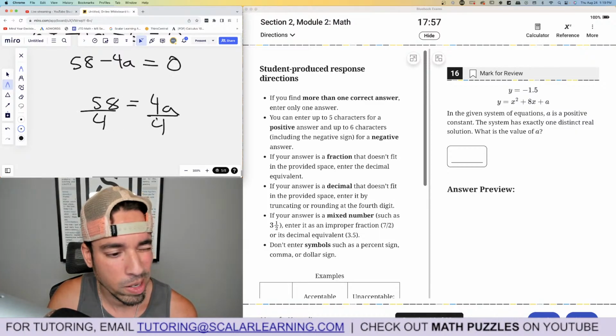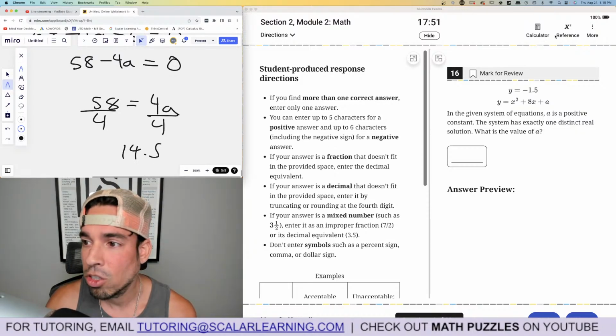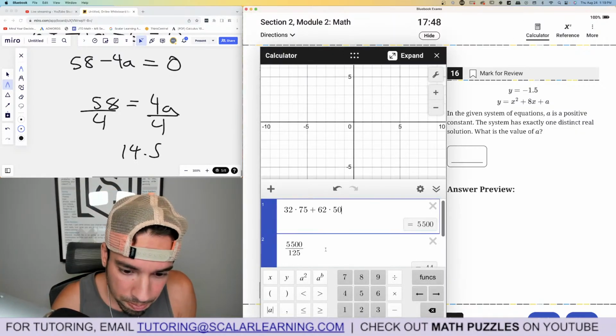And we get, can I do it in my head, 60 divided by 4 is 15, so 14.5, but let's double check. That was just for fun. Let's make certain.